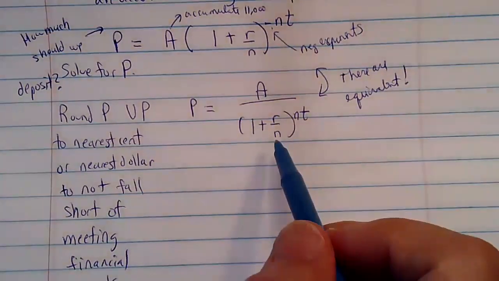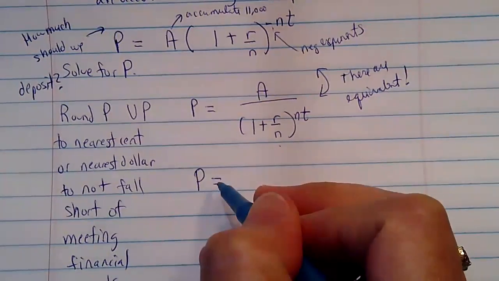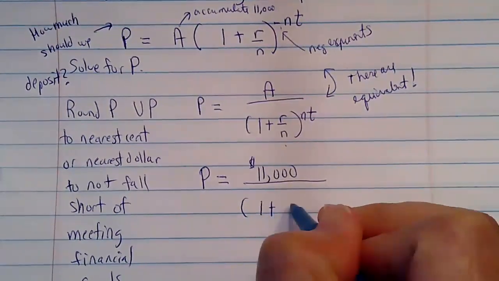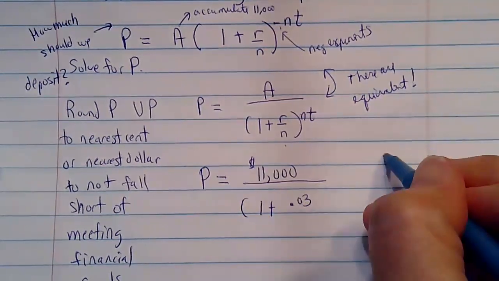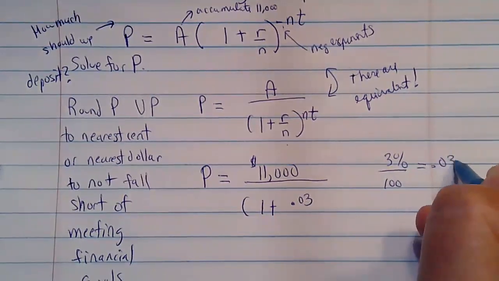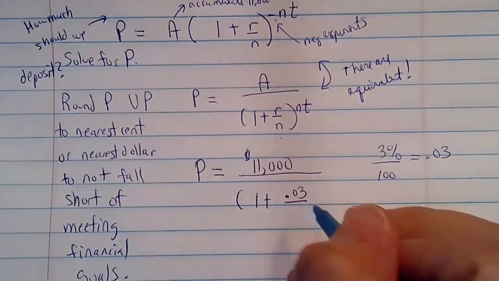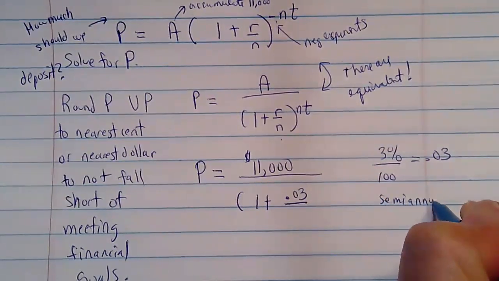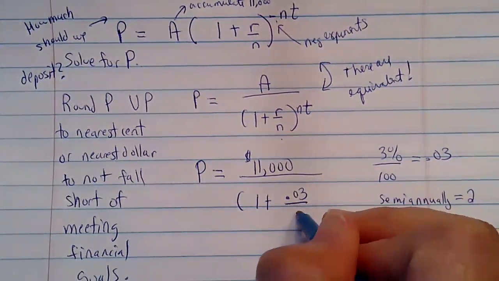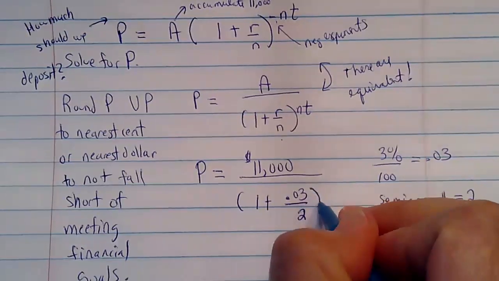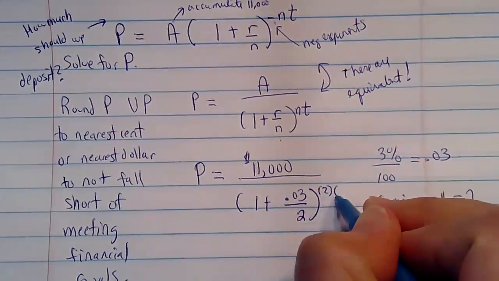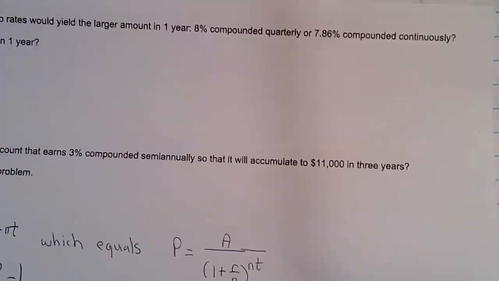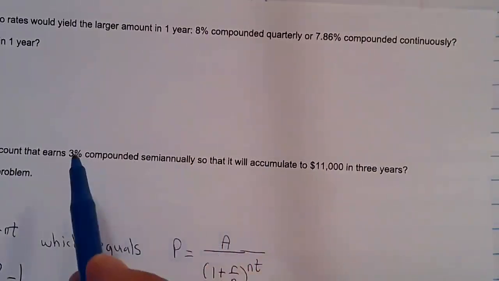Okay, so if I substitute now, this is what I have. A is the 11,000 over parentheses 1 plus the rate was 0.03, because remember they said something about 3%, which is 3 over 100, which is 0.03. And then they said something about semi-annually. Semi-annually is a 2. Remember we talked about that a while ago. And then you raise it to the n times t, and the t was 3 years, 3% compounded semi-annually.